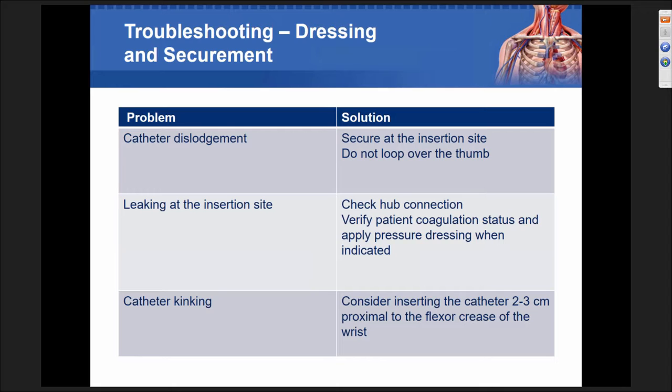Exit site management and bleeding is very important, especially when you have patients who come in for a stroke and we give them a clot buster, and now they may have leaking and oozing from different sites. Catheter kinking, please consider inserting your catheter 2 to 3 centimeters proximal to the flexor crease, away from the wrist and away from the range of motion. This will really help with securement, but also catheter dwell.